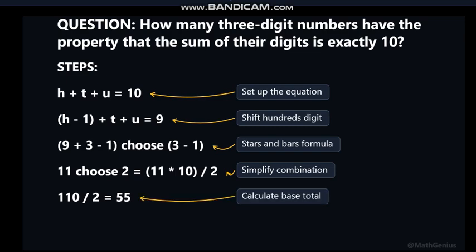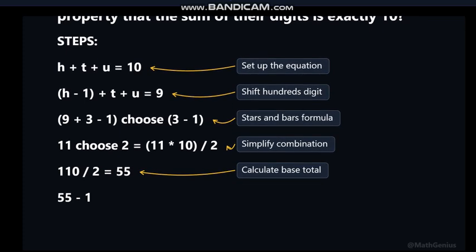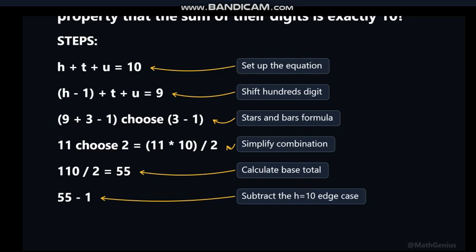Calculate base total. But wait. Our hundreds digit can't be 10, which happens if t and u are 0 in our shift. We must subtract that one impossible case. 55 minus 1. Subtract the h equals 10 edge case.